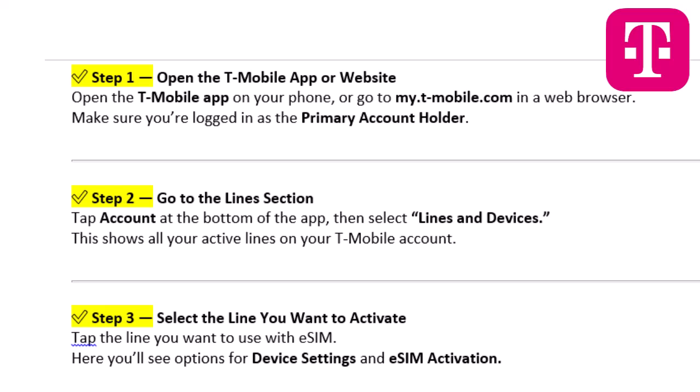Step 2. Go to the Lines section. Tap Account at the bottom of the app, then select Lines and Devices. This shows all your active lines on your T-Mobile account. Step 3. Select the line you want to use with eSIM. Tap the line you want to use with eSIM. Here you'll see options for device settings and eSIM activation.